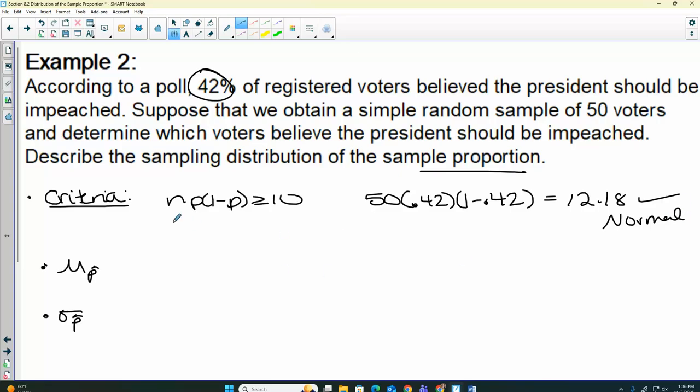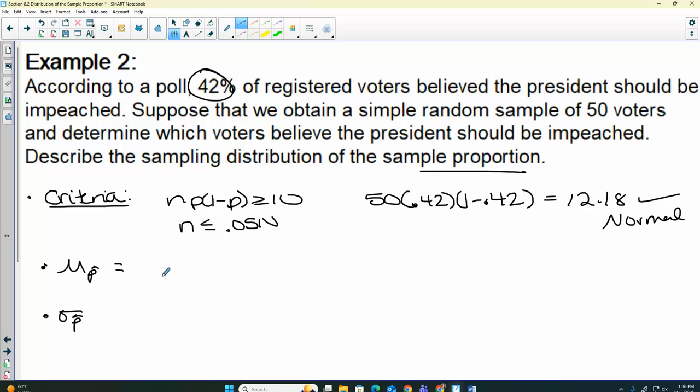The independence is technically a criteria too, but most of the time we won't be able to check that. Do I know my entire population? No, but would you assume 50 is less than 5% of our total voting population? Yeah. So most of the time you can't really check that one, we just assume it, but the normal condition we definitely need to verify.